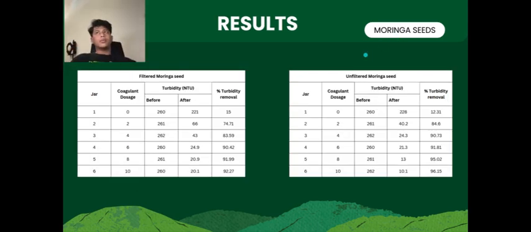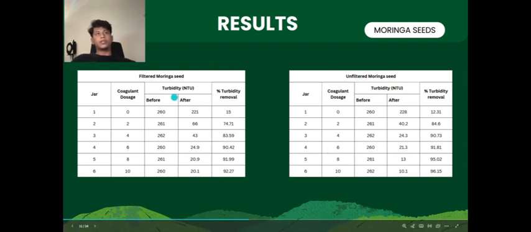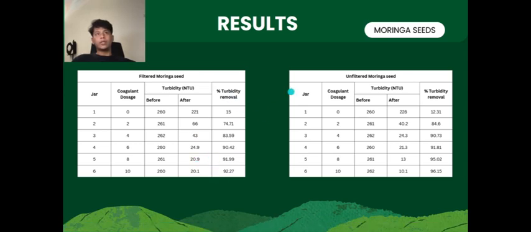Hello, I'm here to talk about the results gathered from this experiment. Based on the results, we can see that for the Moringa seeds, we did two experiments using two different conditions of Moringa seeds. One is filtered and one is unfiltered. Both filtered and unfiltered show excellent turbidity removal. But notably, the unfiltered one shows higher turbidity removal compared to the filtered one. The coagulant dosages are all similar, but the unfiltered one shows much higher turbidity removal overall.